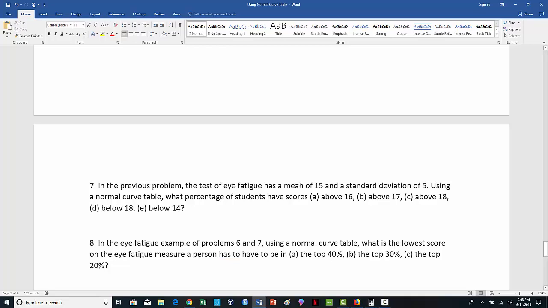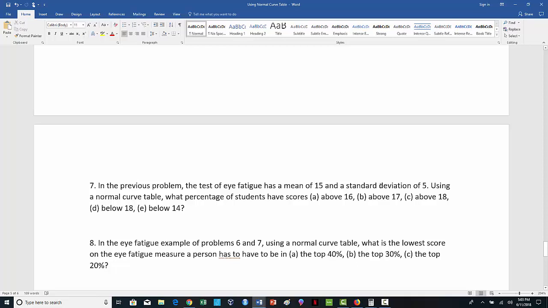Now it's saying here the raw score mean and the standard deviation. So these are raw score numbers. That's something you have to keep in mind with these problems: sometimes you're going to have to convert from a raw score to a z-score or a z-score to a raw score in order to answer the question. So same sort of situation, but it says the test of eye fatigue has a raw score mean of 15 and a raw score standard deviation of 5.